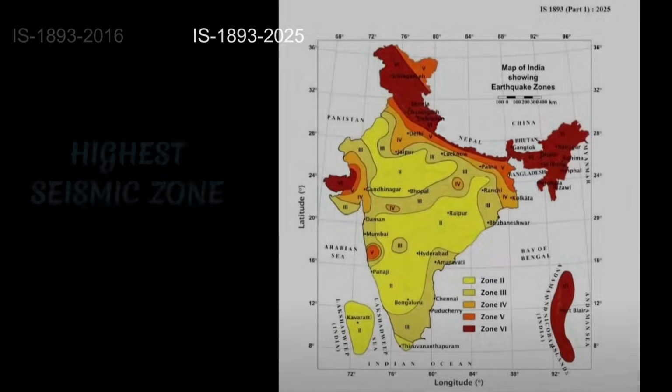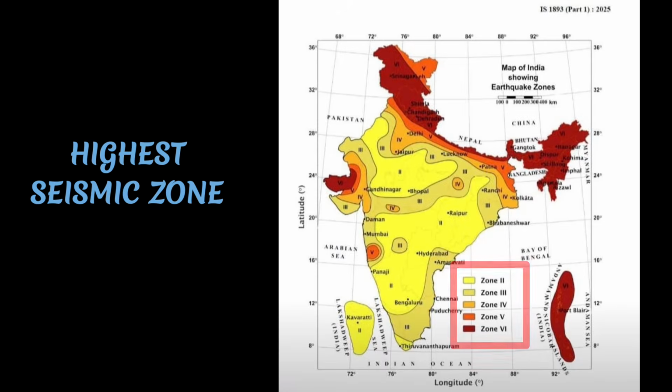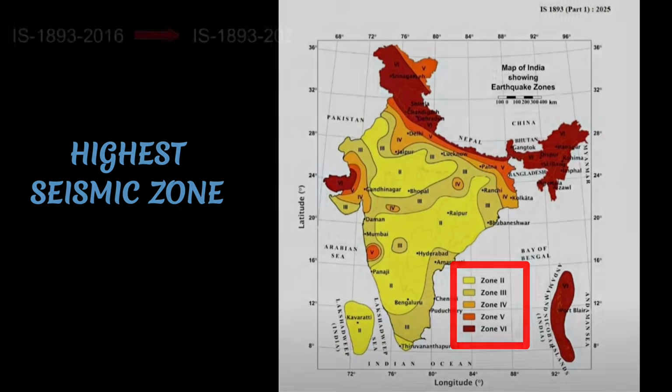A major update is the introduction of a new highest seismic risk zone, Zone 6. Zone 6 represents regions with very high seismic potential. So the buildings here must be designed for higher zone factors, increased base shear and strict ductile detailing.